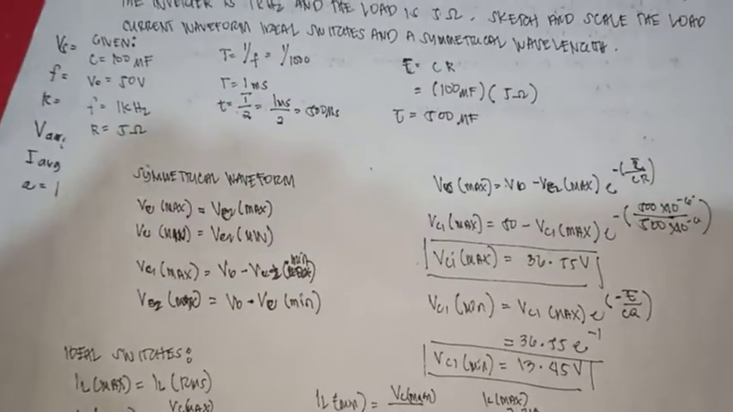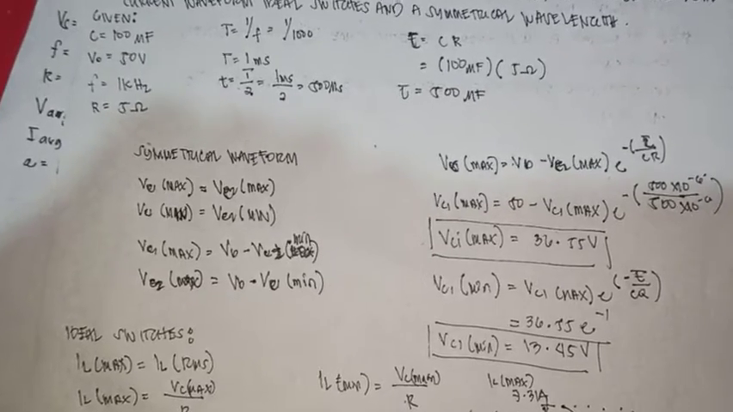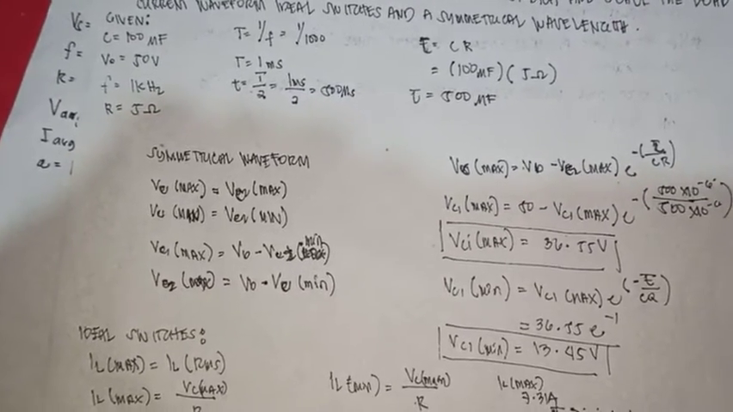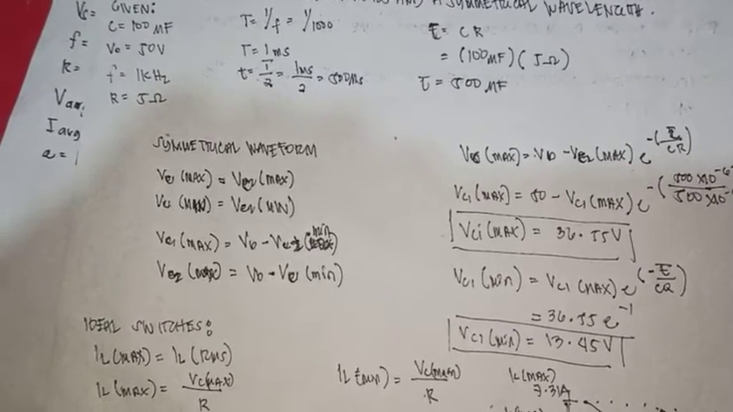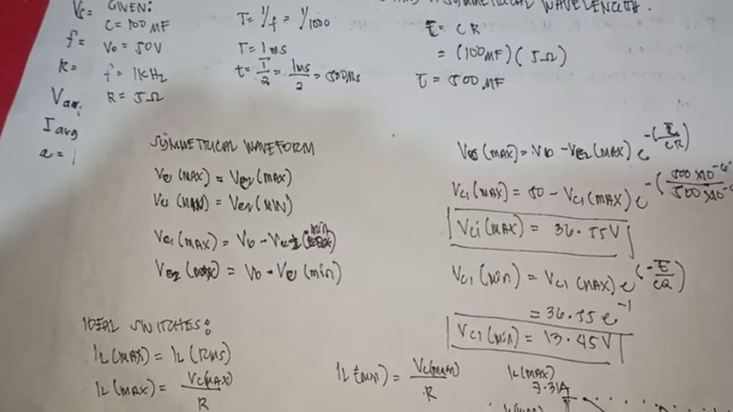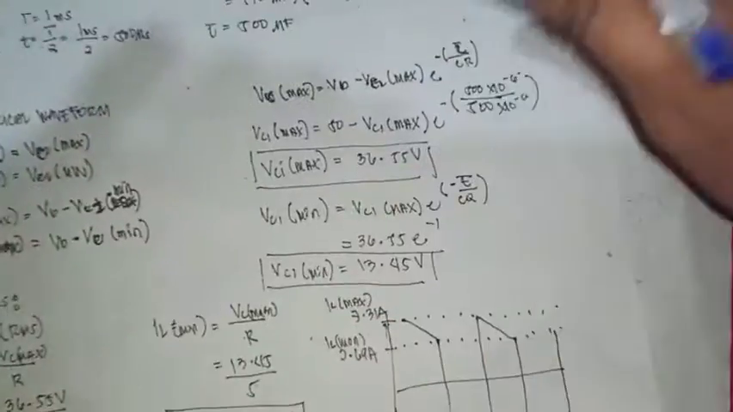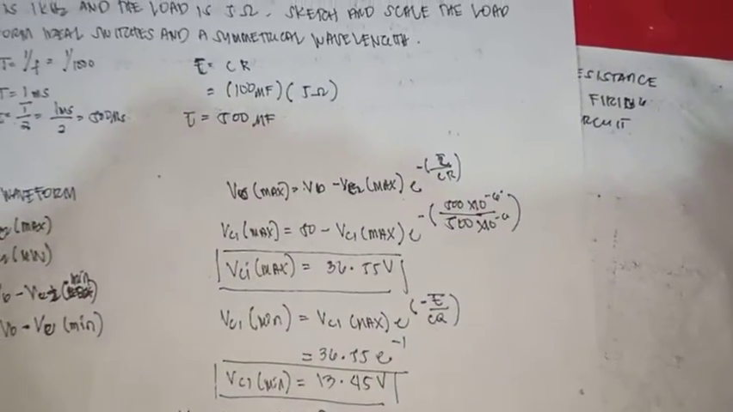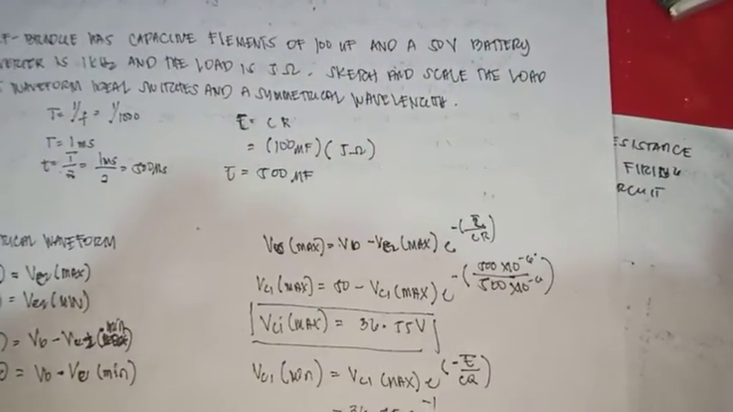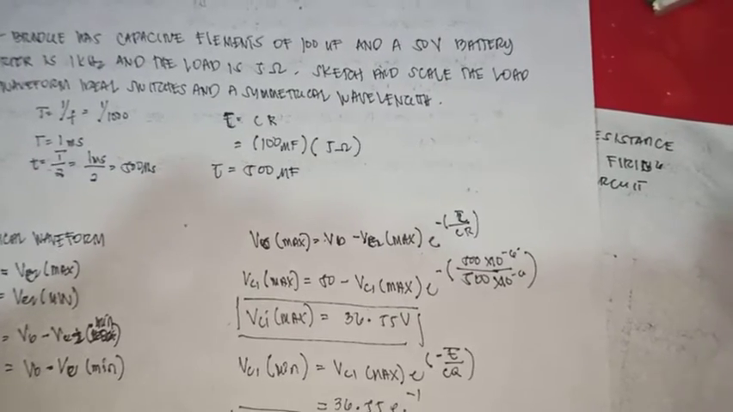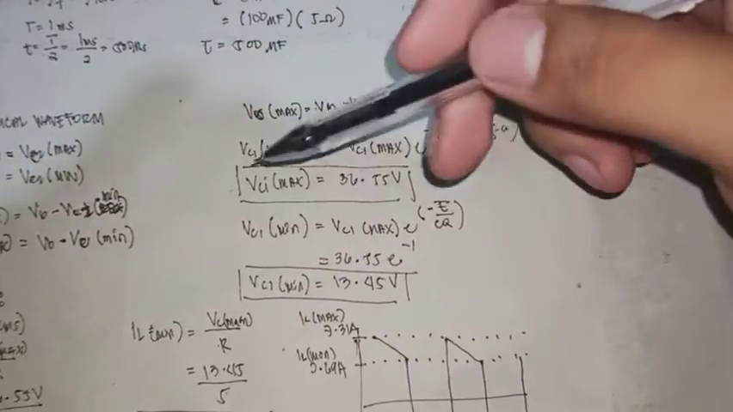Next is the symmetrical waveform. VC1 max equals VC2 max, VC1 min equals VC2 min. VC1 max equals VB minus VC2 min, and VC2 max equals VB minus VC1 min. That is the formula to use. VC1 max is VB, so VB is equal to 50 volts. Then VC1 max times e to the power of tau over capacitor times resistor.